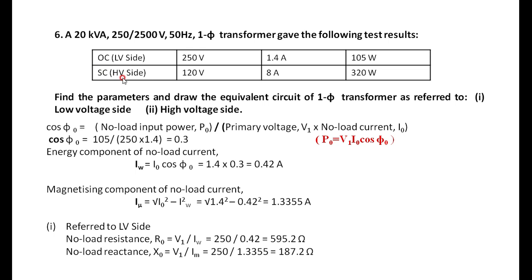Then the SC test is conducted with the short circuit on the HV side, meaning the meters are connected to the HV side, which I am calling the secondary side. Therefore, from this data, the equivalent resistance and reactance we get are referred to the secondary, because it is conducted on the HV side. The HV side here is treated as the secondary. Therefore, we are getting R02 and X02.